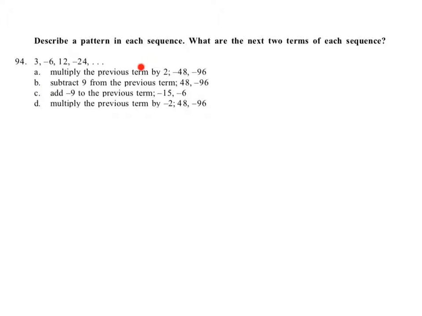So it says multiply the previous term by, well, this one says 2. If we did this times 2, 3 times 2 is 6. That's the right number, wrong sign. This times 2 is 12. This times 2 is 24. So it seems like there should be a 2 in there somewhere that you're multiplying by, but we need to switch signs every time. So we're really going to multiply by negative 2.